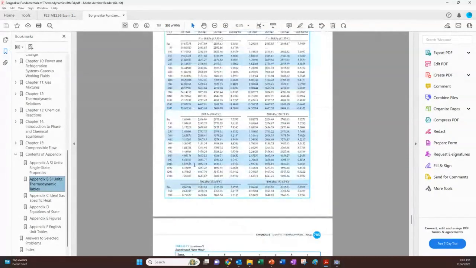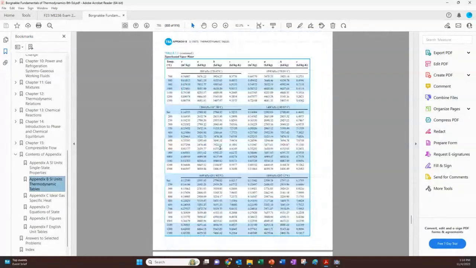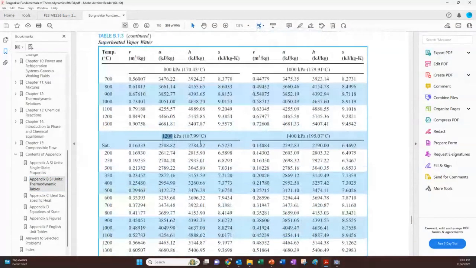Okay, there's the pressure entry. So here we go. And we want 1200 kPa, which is right here. Let's make this wider. And we were at 350 degrees. So right here are our values. The most important one that we want to get out of this is H1. It's going to be 3,153.6. We don't have to go more sig figs than that. So that's kilojoules per kilogram.